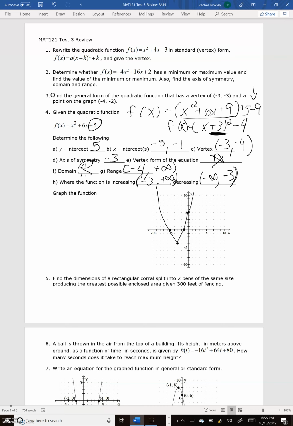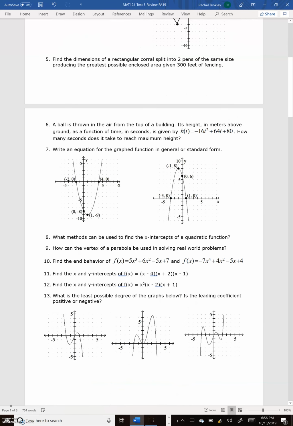All right, so we also have question 5. A rectangular corral split into 2 pens. I feel like I did this with everybody on your web work, but let's go ahead and go through this. The pens are the same size so that we have 3 widths and 2 lengths. And we know the perimeter is 300 feet, or the most amount of fence we have is 300 feet. But don't forget, we also have to count this W here.